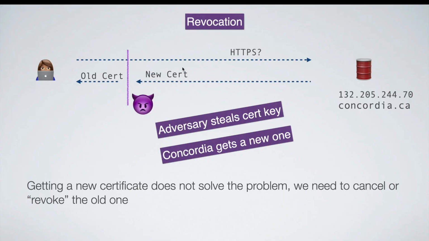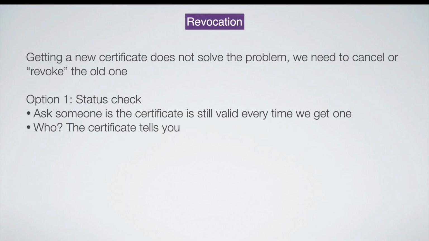Okay, so it's not enough to just get a new certificate. You also have to cancel the old one somehow. Okay, so that's what we call revocation. Revocation is the term for canceling the old certificate. Okay, so how are we going to do this? How are we going to revoke a certificate that's already out there in circulation?